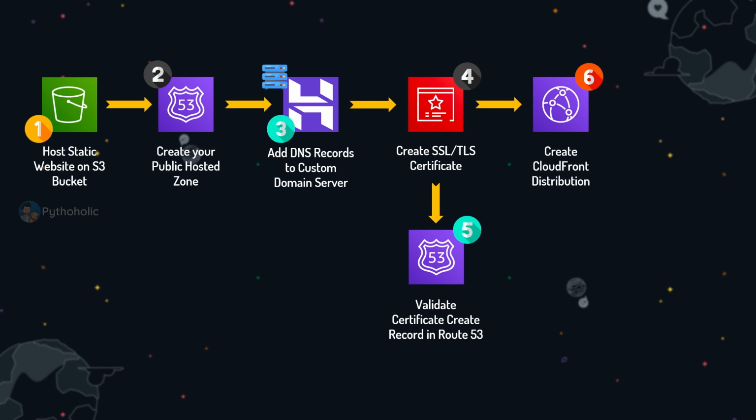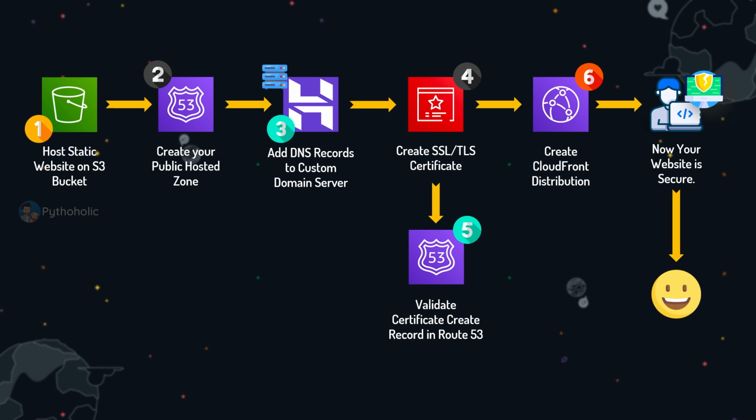For our final step, we'll create our CDN using CloudFront distribution and update the A record to point to the CDN instead of the S3 bucket endpoint. And finally, we'll have our website hosted on AWS with SSL enabled or verified, and thus making it secure.